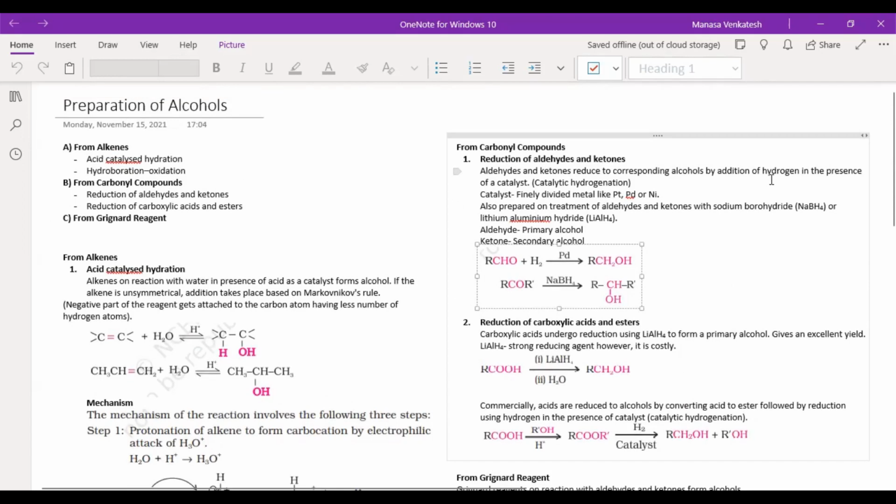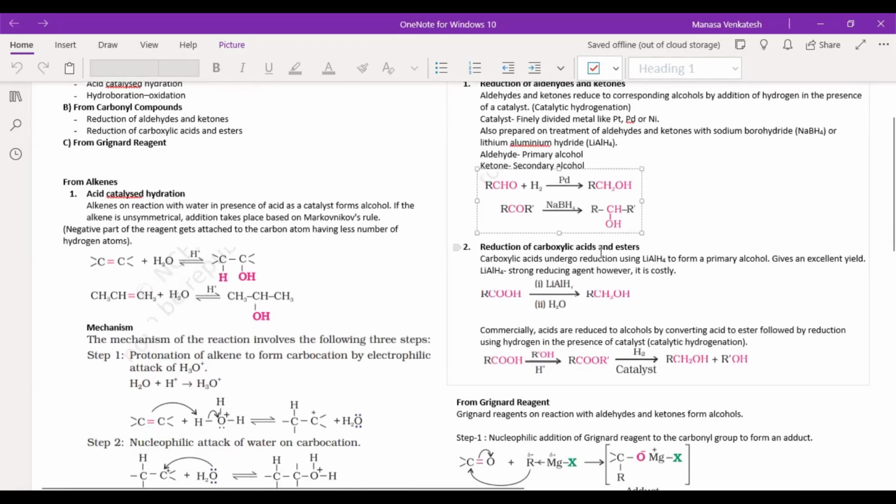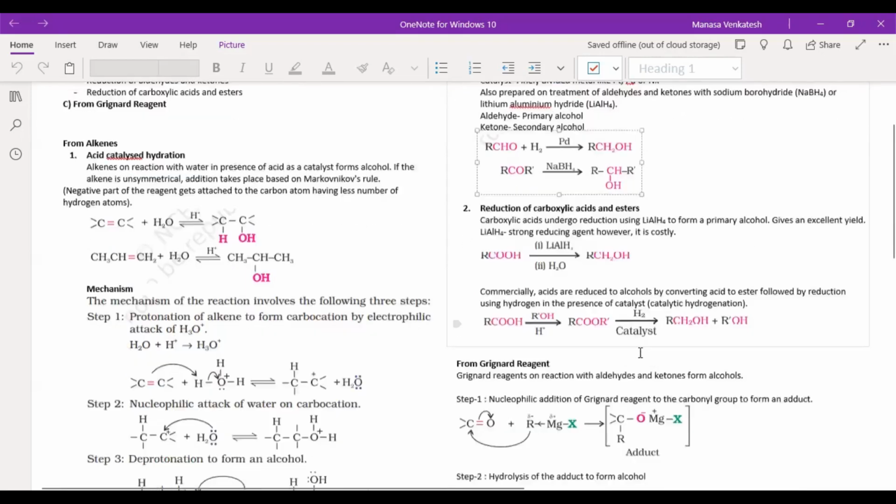Carbonyl compounds are undergoing reduction, and reduction can either be in the presence of addition of hydrogen in the presence of a catalyst, or it can be using reducing agents like sodium borohydride and lithium aluminium hydride. Reduction of carboxylic acids is done through lithium aluminium hydride, whereas for esters it is done by catalytic hydrogenation.